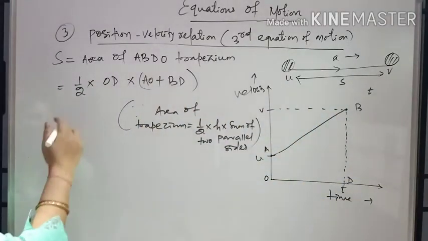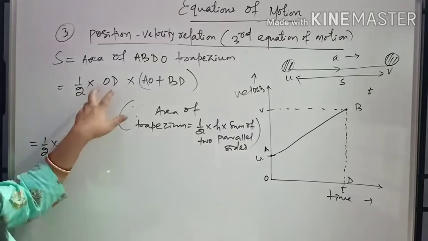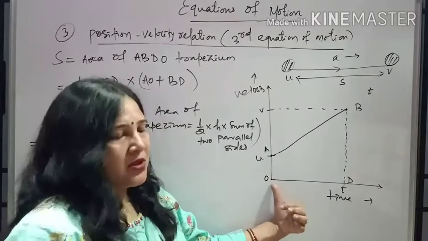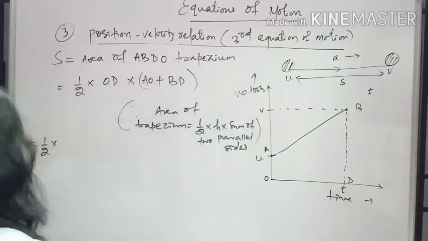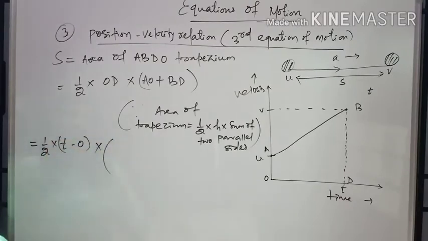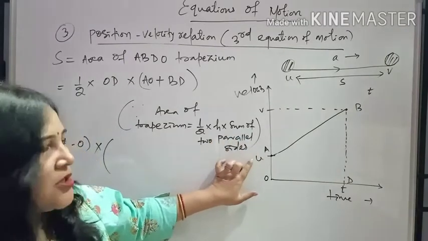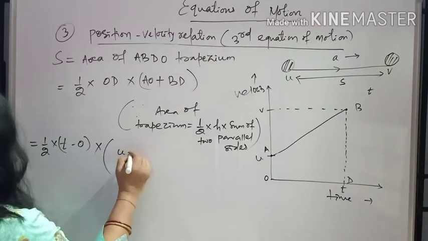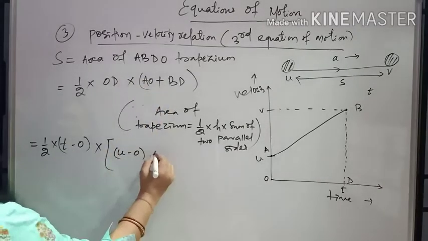Now what I'll do next, I'll replace the magnitudes of all these things. So look at this figure and tell me what is OD. Here O corresponds to the origin, D corresponds to time t. So the difference of these two gives you the length OD. So this is t minus 0 into AO plus BD. AO is this one. A corresponds to the velocity u and O corresponds to the origin, so the difference between these two is u minus 0. So this is AO plus BD.